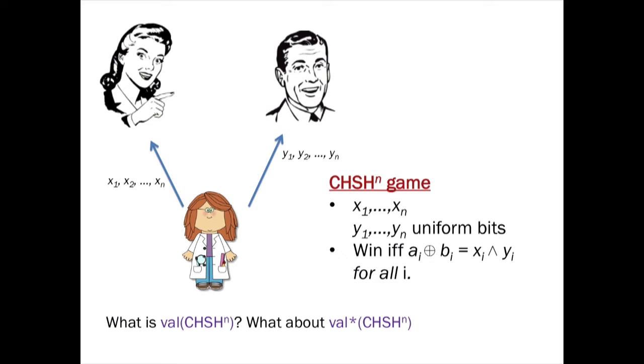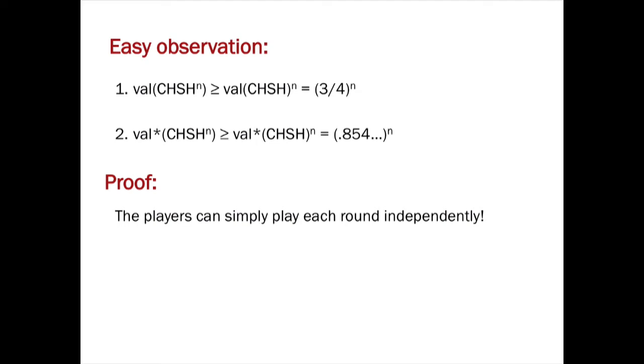So the natural question to ask is, well, what is the maximum winning probability in this new repeated game? Okay, you can ask, well, what if they are classical, or what if they share quantum entanglement? How well can they do? So here's an easy observation. Well, it's clear that in either case, whether they have classical strategies or quantum strategies, their success probability is at least the original success probability of the single copy of the game raised to the nth power. And why is this? Well, the players can simply play each round independently, right? They can just treat each game independently and just play the game as they would normally. And so they should win with at least these probabilities.